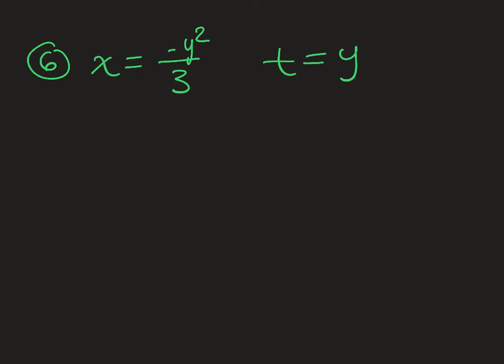So we're going to do number 6 on the paper that was posted, and it says that x equals negative y squared over 3, and t equals y. So this is an easier example. So in this problem, this is in rectangular form because there's an x and y in the same equation. And what they're saying is this is the parameter.